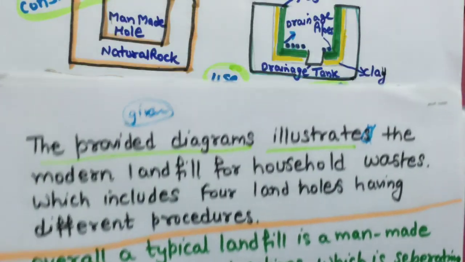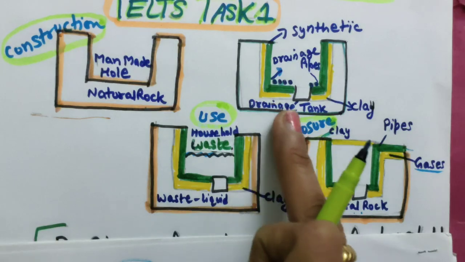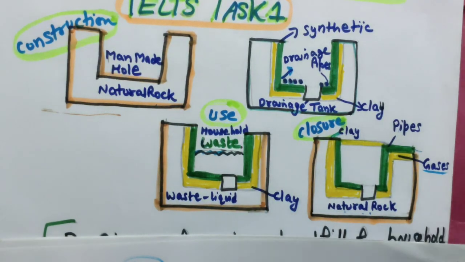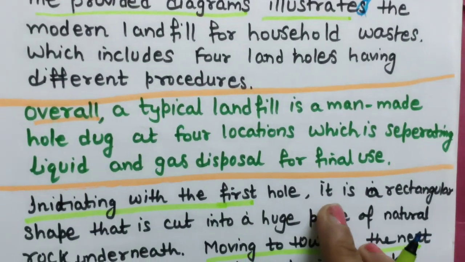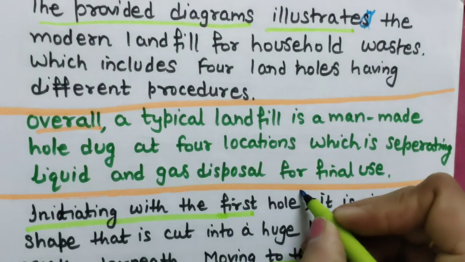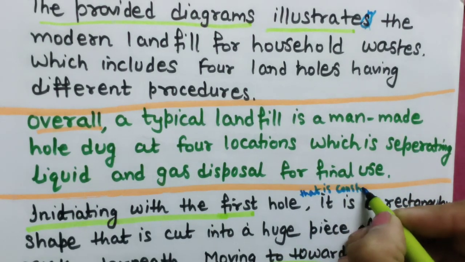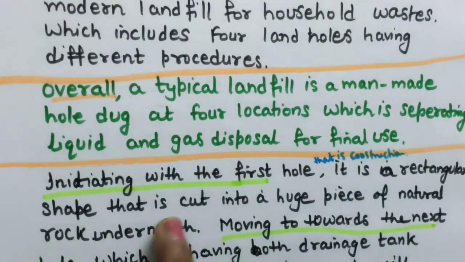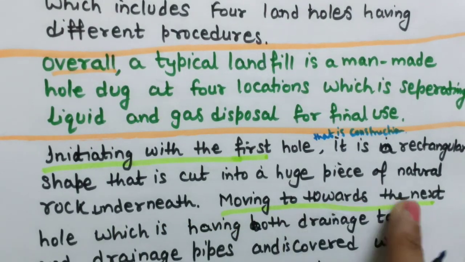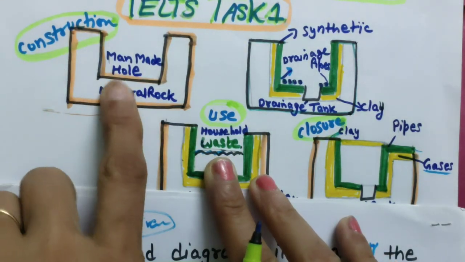Now coming to the first body paragraph. So how to write, of course I will be explaining these 2 in one paragraph and these 2 in the last paragraph. Now we will start with construction, initiating with the first hole, that is construction. So I forgot to write, that is construction. Okay, comma. It is a rectangular shape that is cut into huge piece of natural rock underneath, moving towards the next hole. So see this, everything I have used, construction also, man-made hole also, natural rock.